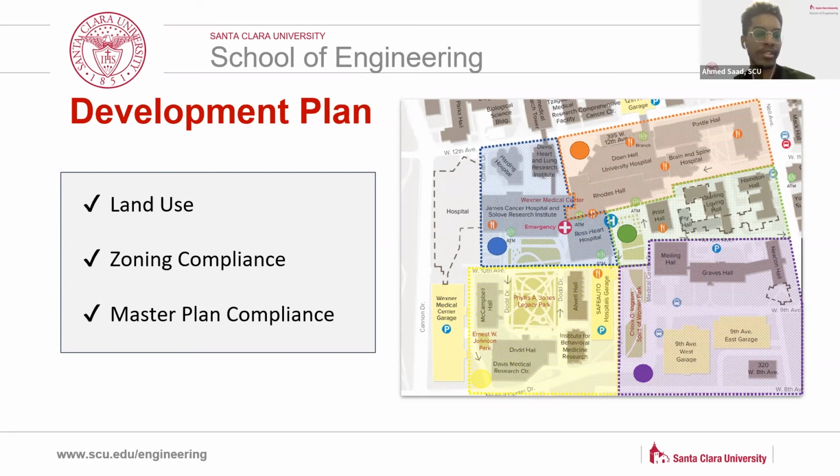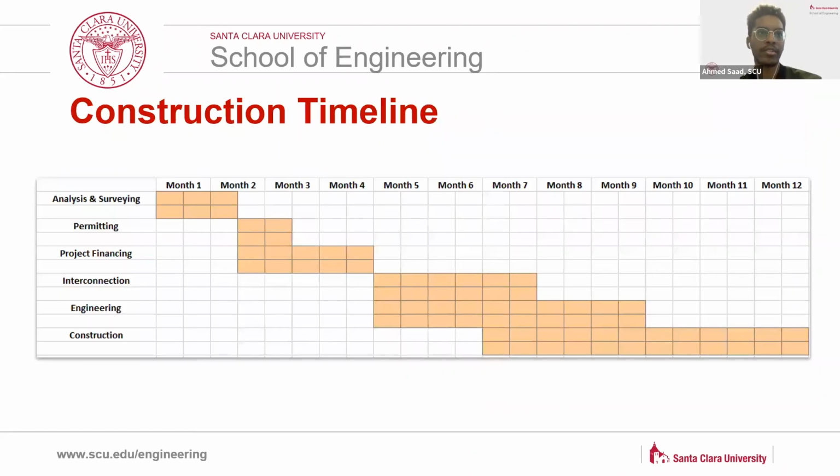Lastly, we found that the project aligns with OSU's master plan and their goals for clean energy use and sustainability, where they are aiming for 10 megawatts of solar energy generation by the year 2030 on the campus. The following slide shows the proposed timeline for the project development and construction. The total period is 12 months, with the most important part being the construction taking place during the latter half of the year.